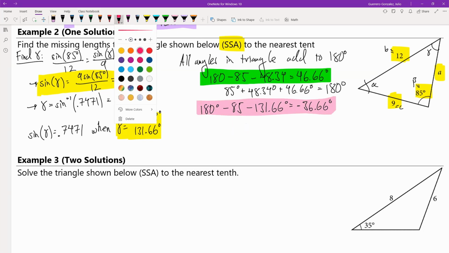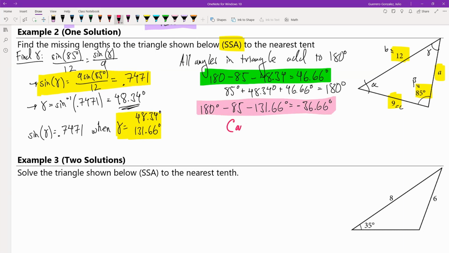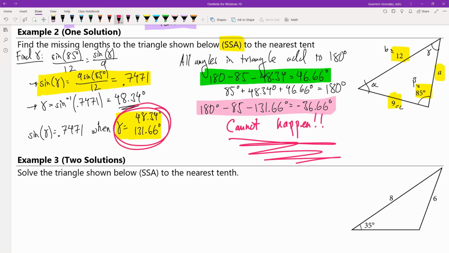Way too thick of a marker. There we go. This cannot happen, okay? So even though two angles are produced in this case, right? One of them does not work. This one does not work, okay?